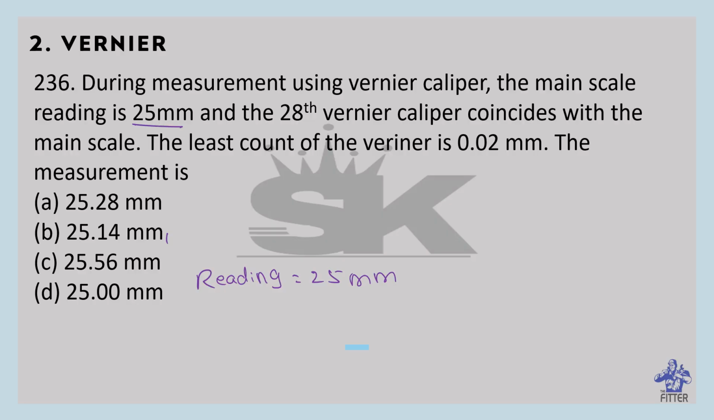So the vernier scale reading equals plus 0.02, which is the least count, times the coinciding 28th division, right? So 28. So the total would be 25.56. Okay, 25.56 mm. So it is option C. Okay.